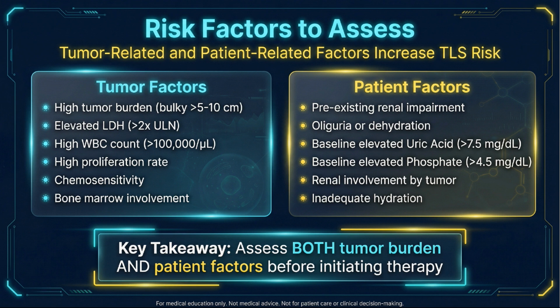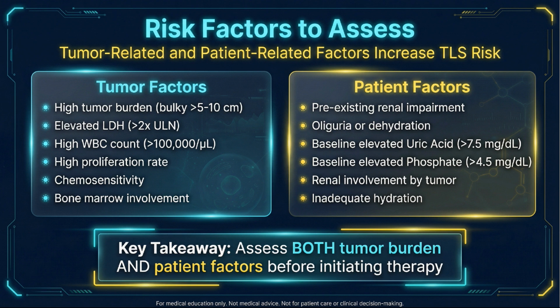On the other hand, we have patient factors. Pre-existing renal impairment is one of the most significant. Other factors include oliguria or dehydration, a baseline elevated uric acid or phosphate level, direct renal involvement by the tumor, and, importantly, inadequate hydration during treatment.